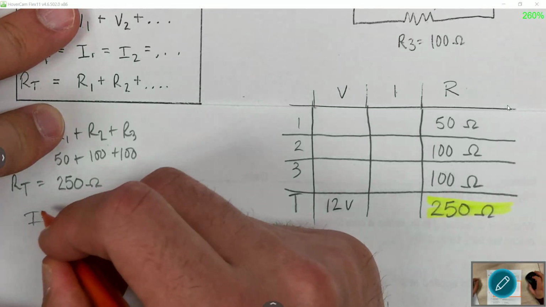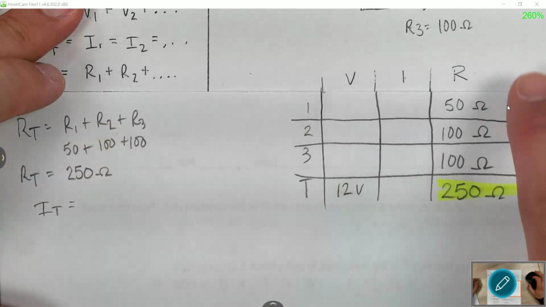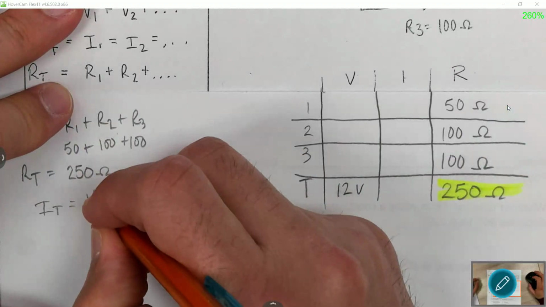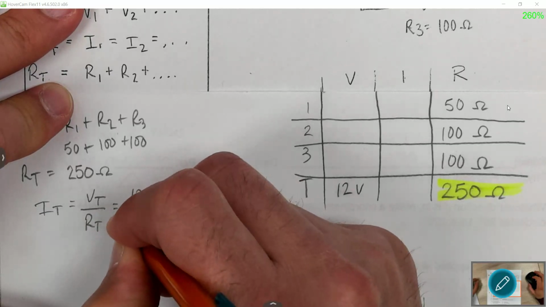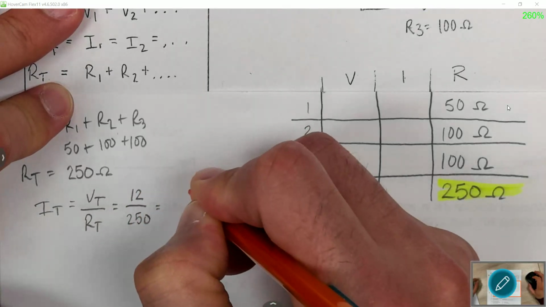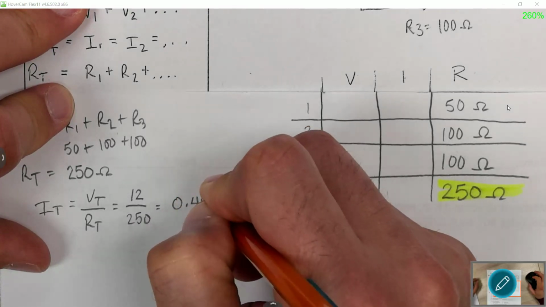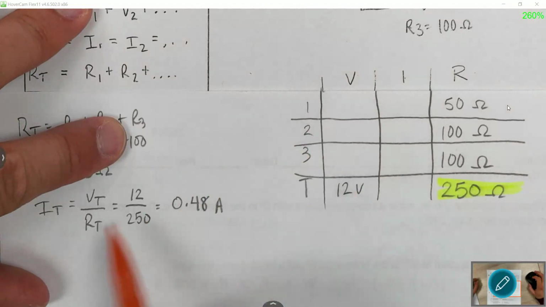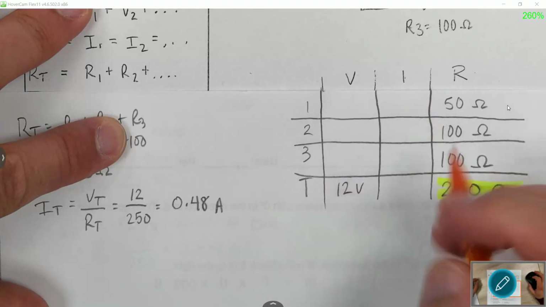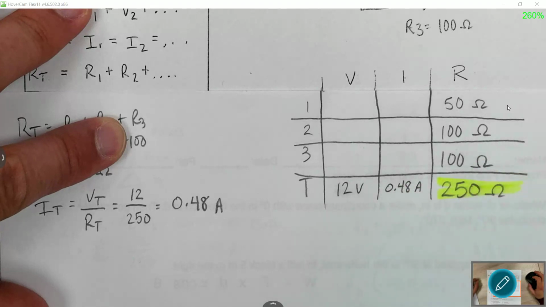And so again, the equation was covering up I, V divided by R. But you have to use VT and RT. Total voltage was 12. Total resistance was 250. This came out to give us a value of 0.48. And the unit for current is amps. So now, where can we put that? In the IT spot. So we found that.